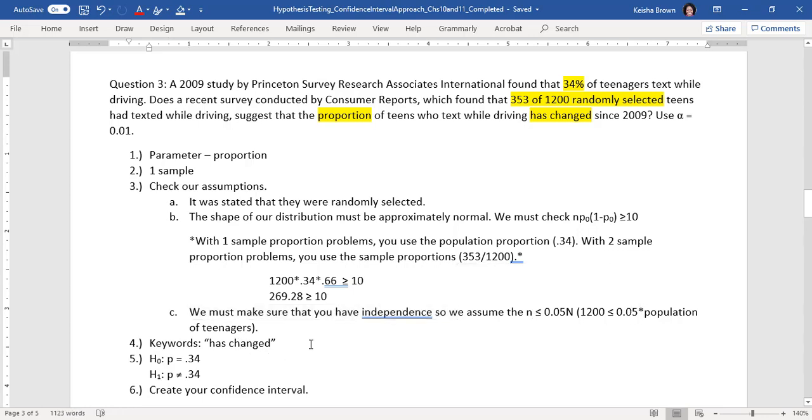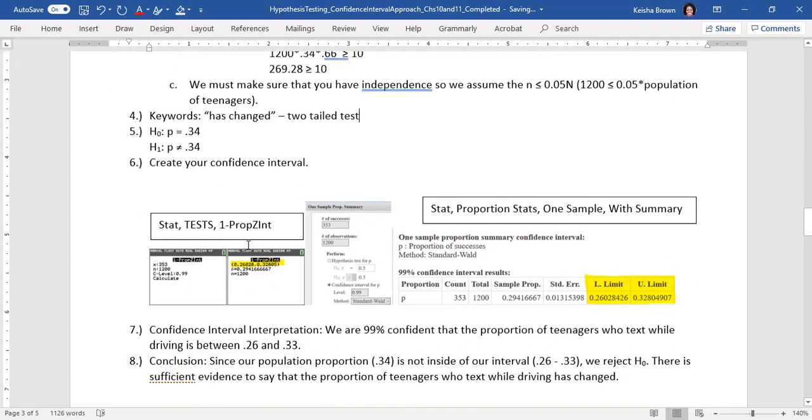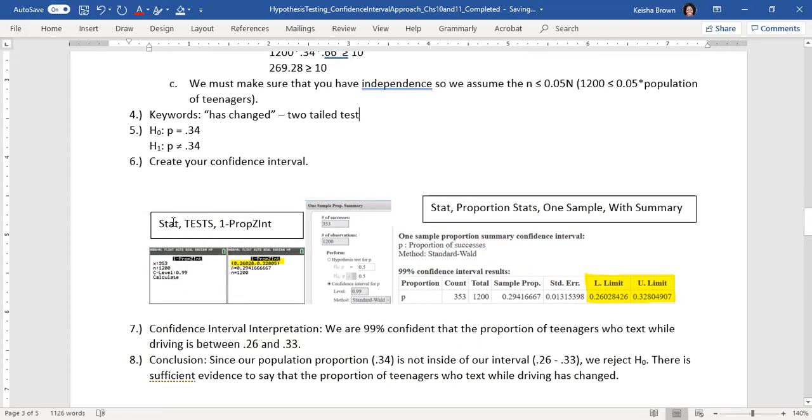Keyword in the problem to let you know that this is a two-tailed test is that it says, has it changed since 2009? Null hypothesis is equal to 0.34. Alternative hypothesis, because of the keyword has changed, is not equal to. We create our confidence intervals. Calculator people, stat, test, 1-PropZInt. StatCrunch people, stat, proportion stats, one sample with summary.